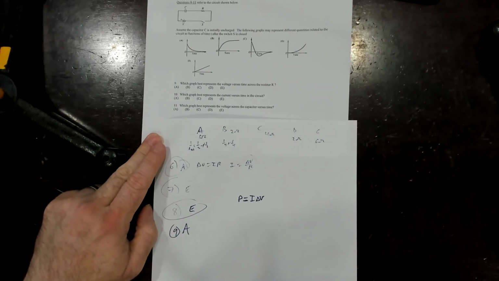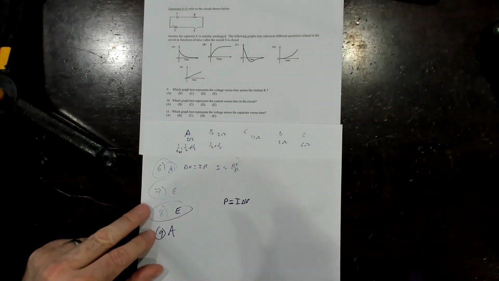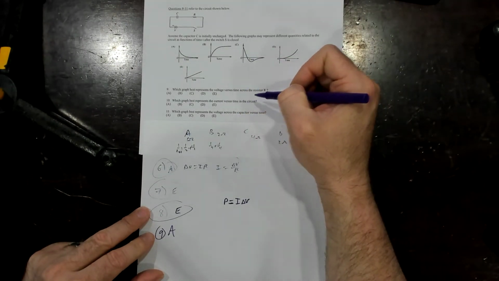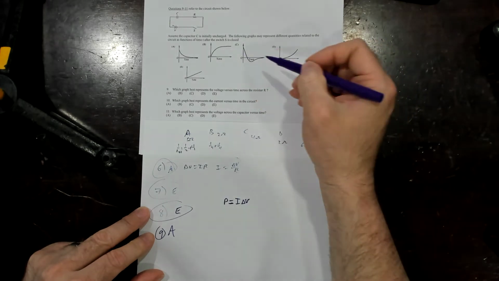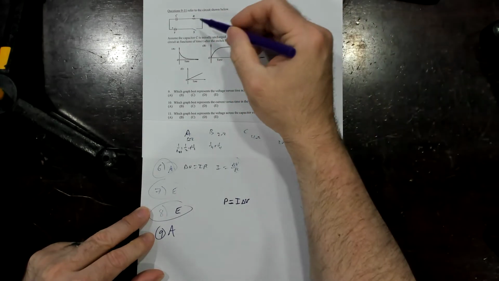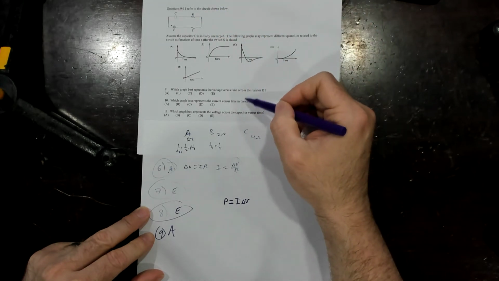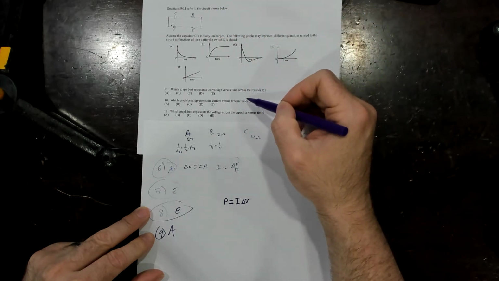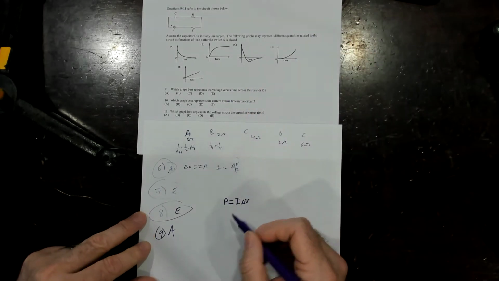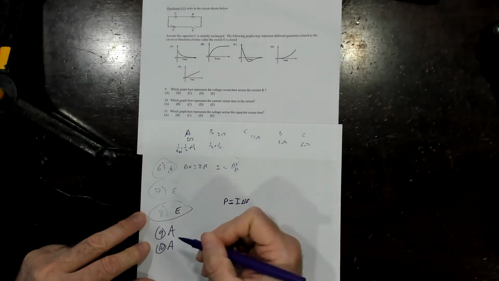Okay, problem 10. Problem 10 wants to know which graph represents the current versus time. Wait, isn't that what I just answered? I just had voltage across the resistor, right? Yeah. When I have big current, I get big voltage. So across the resistor, this is going to be the same thing: voltage across the resistor and current across the resistor. Sorry, I think I answered this question first, but it's going to be the same. So 10 is also A, right?